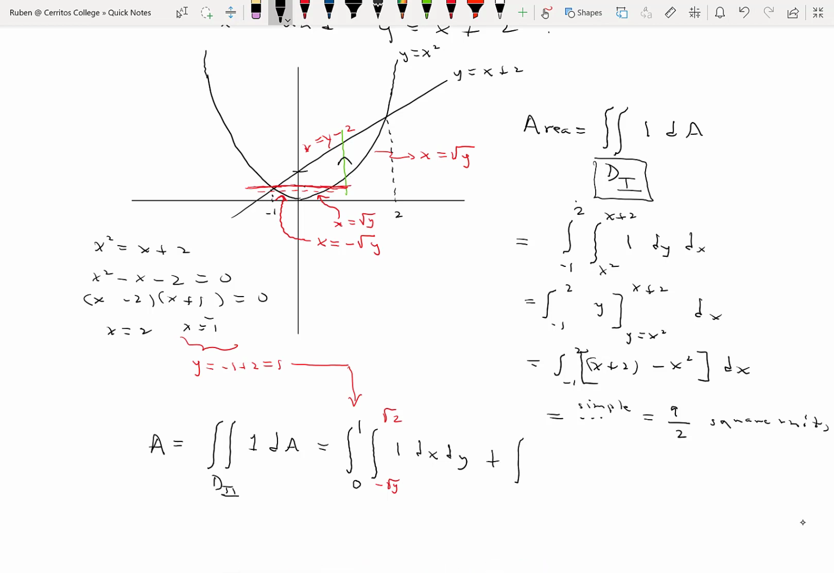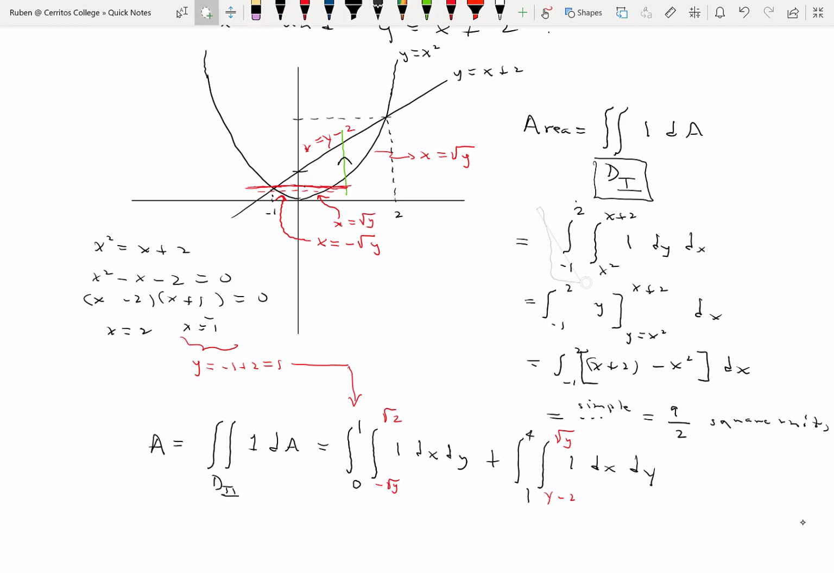Above the red horizontal line, I'm going to integrate 1 with respect to x from the curve on the left, x equals y minus 2, to the curve on the right, square root of y. And then I'm going to integrate that result with respect to y as y varies from 1 to the uppermost portion of our region. Well, at that position, x equals 2, and y must equal x squared, so y must equal 4.